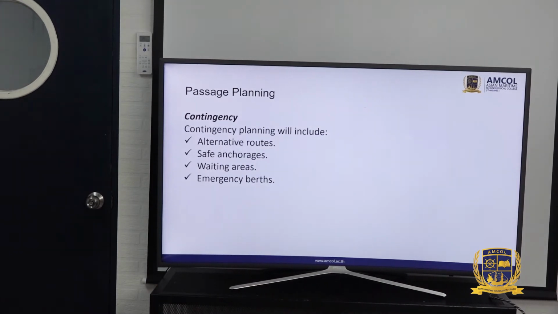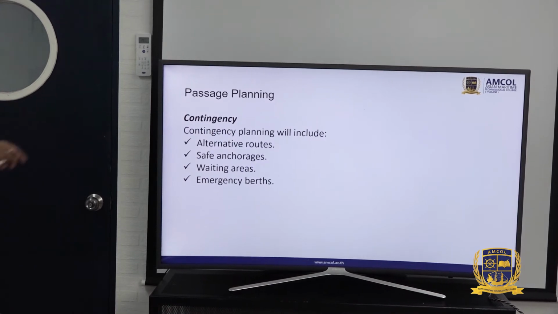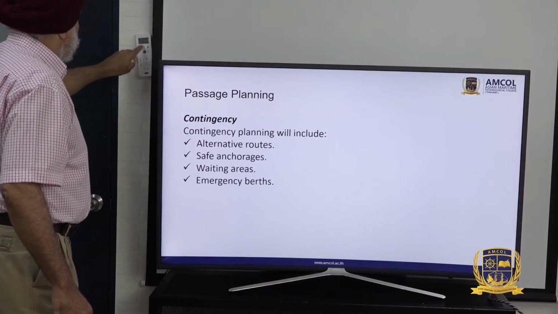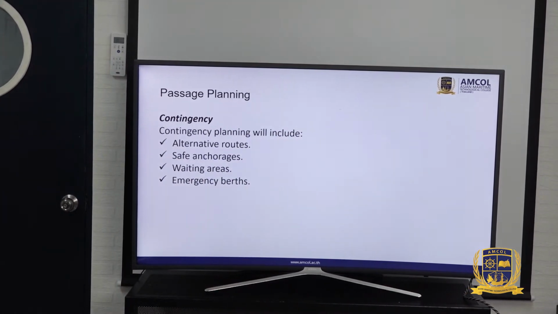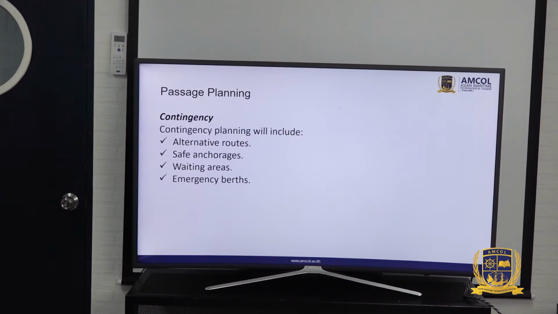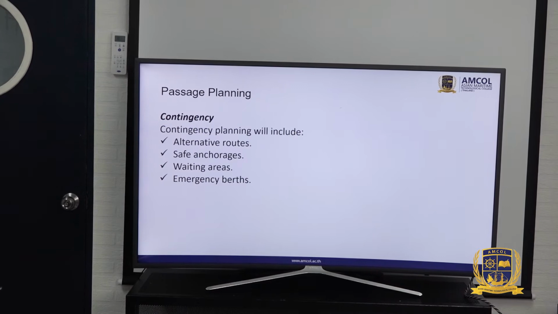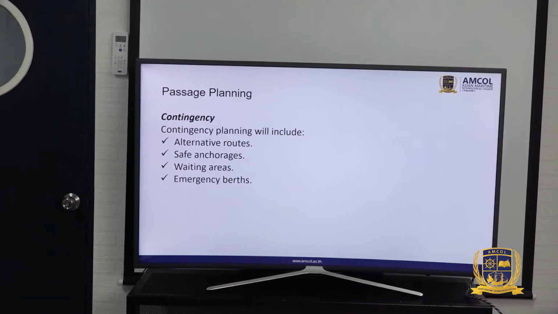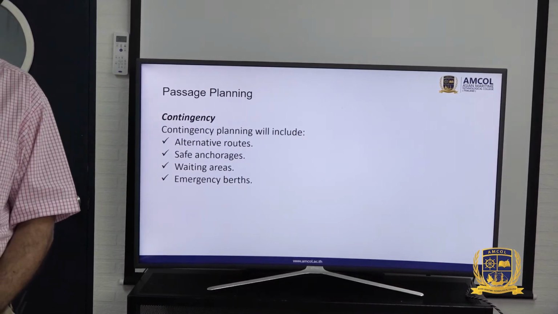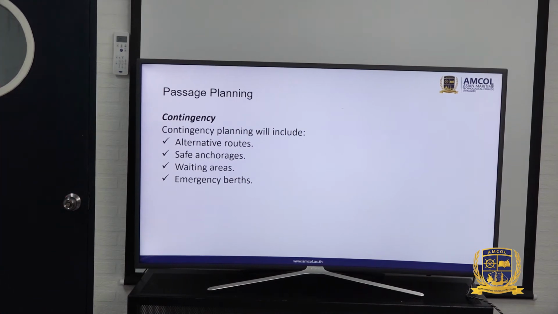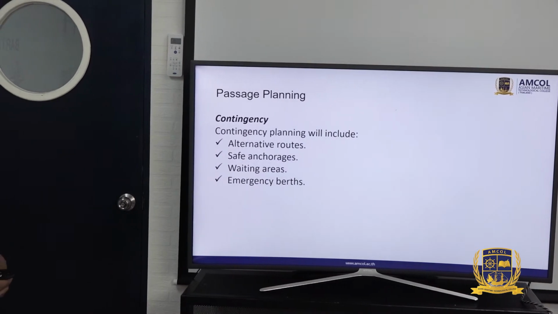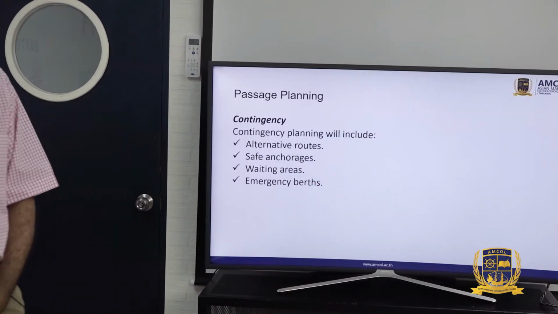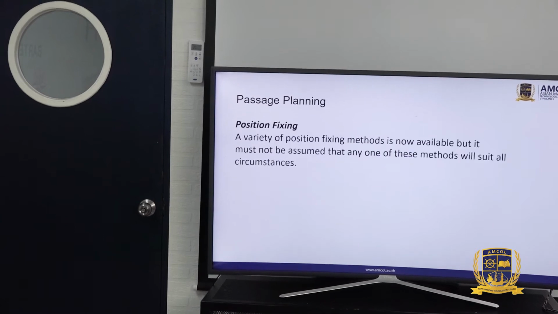So in contingency planning, you will consider alternate route, safe anchorage, waiting areas for emergency. Whatever you have identified in your passage plan, it makes it easier when an emergency comes. Remember, no emergency comes with a warning. Emergencies come in a fraction of a second. We don't even know. But if we are prepared, if we have done our planning, we will be able to handle that emergency properly and effectively.